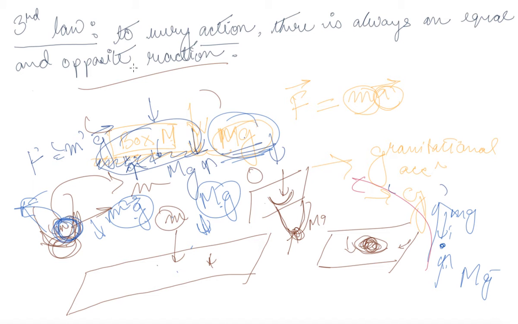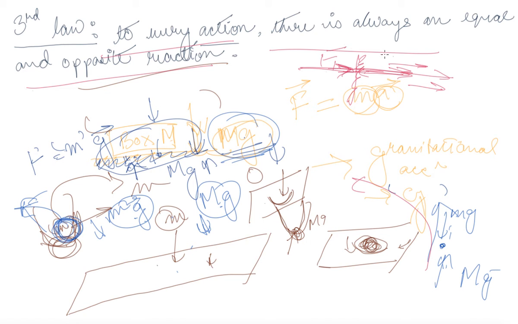The third law by definition says that to every action there is always an equal and opposite reaction. That is, if you apply a force on a particular object, the object also applies a force in the opposite direction. Now if one force is greater, the resultant force travels in the direction of the bigger force. If this is F1 and this is F2, F1 minus F2 will be the force in the respective direction.